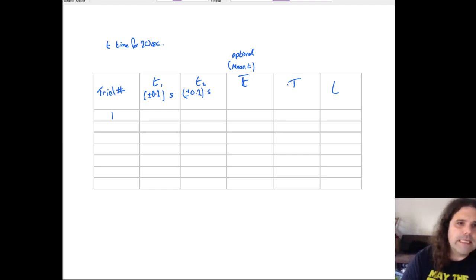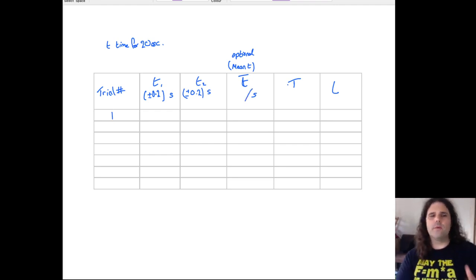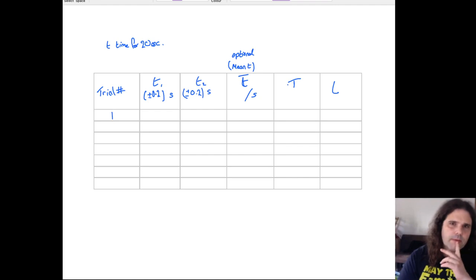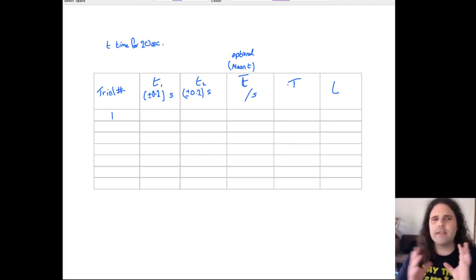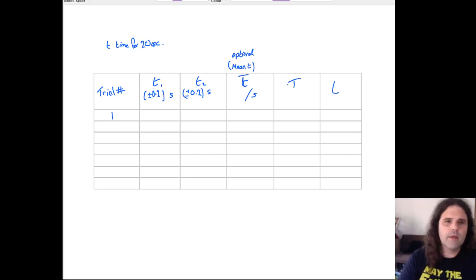Okay, so for mean t, again we need seconds. So either writing it somewhere else or putting a bit of a delineation. So a good way to do it is a slash. At A-level physics we'll accept brackets and things like that, but a slash is a better way of separating them all. Likewise for time period, seconds, and for length, this is going to be centimetres.